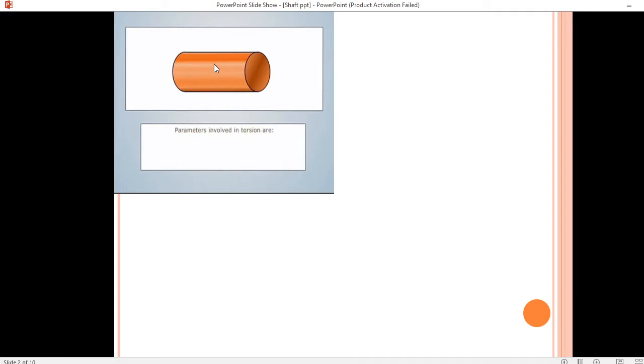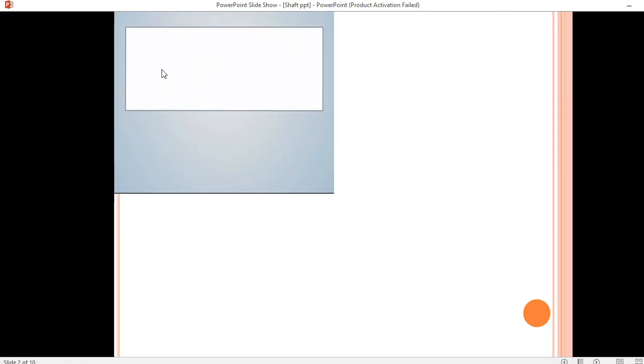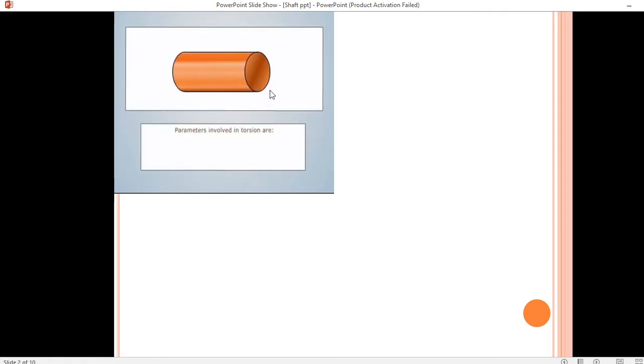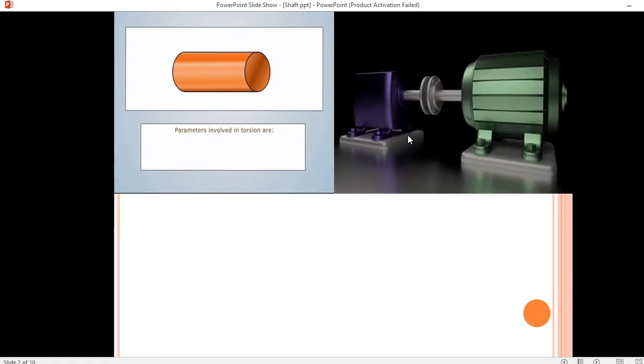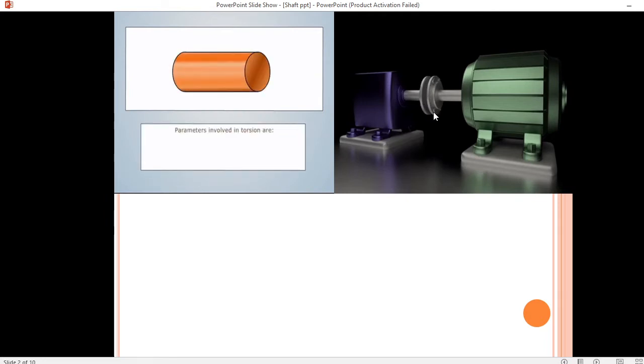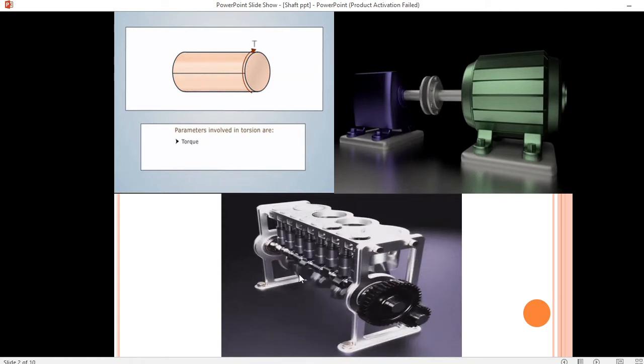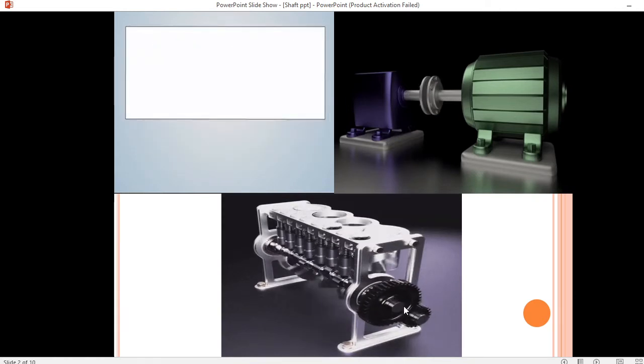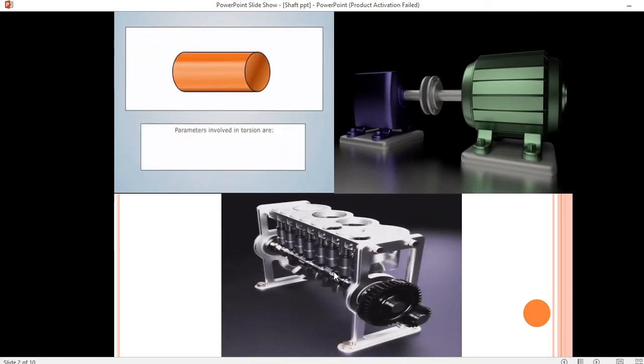Next, we will see the diagram of a shaft. So here, this is a shaft. The twisting moment is developed due to this electric motor. Next, here you can see how the shaft is rotating and the machine mounted on it is also rotating. Here you can see another diagram of the shaft, and how the various members which are mounted on it are also rotating with this shaft.